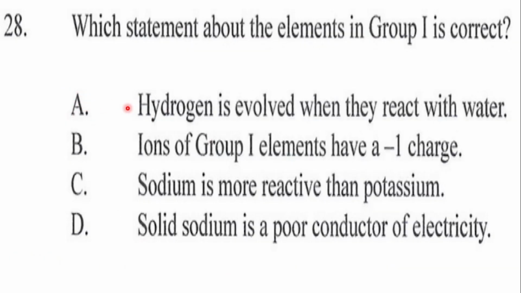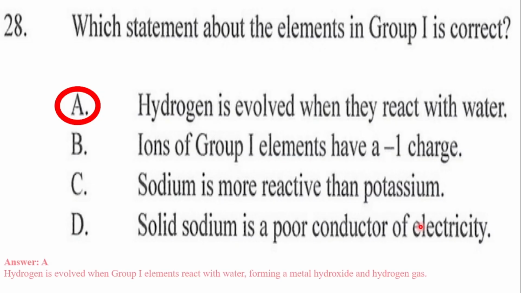Let's move on to question number 28, and it says, which statement about elements in group 1 is correct? Is it A, hydrogen is evolved when they react with water? B, ions of group 1 elements have a -1 charge? C, sodium is more reactive than potassium? D, solid sodium is a poor conductor of electricity? The correct answer is definitely going to be A, hydrogen is evolved when they react with water, because hydrogen is evolved when group 1 elements react with water, forming a metal hydroxide and hydrogen gas.